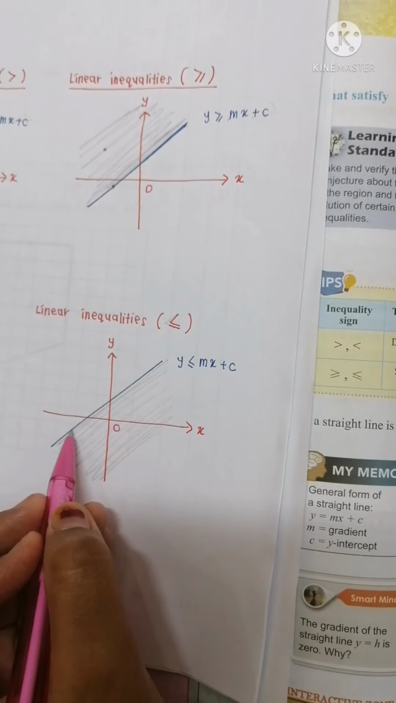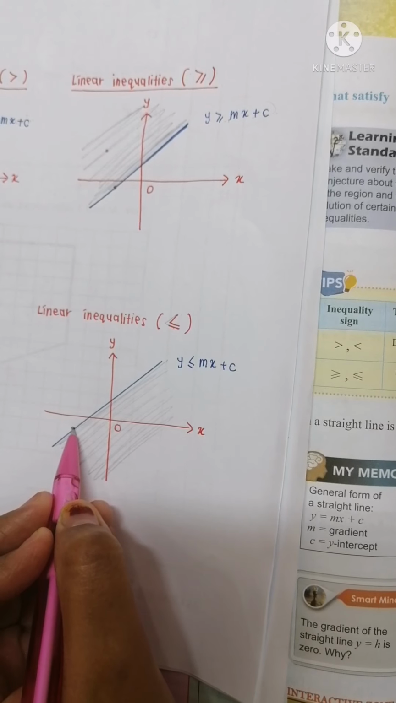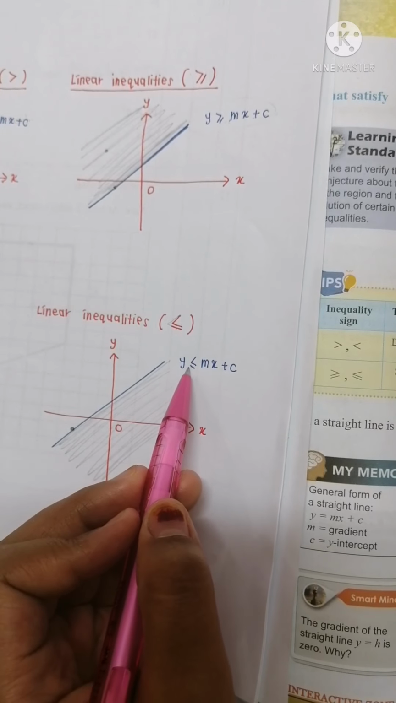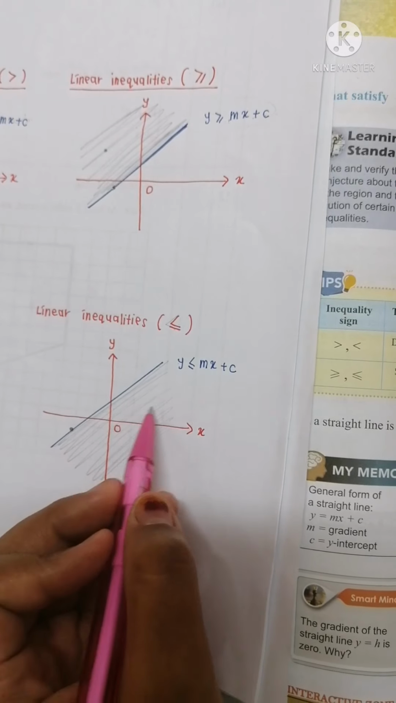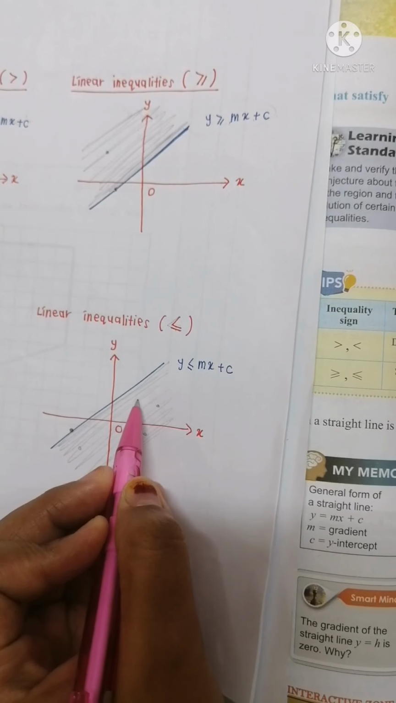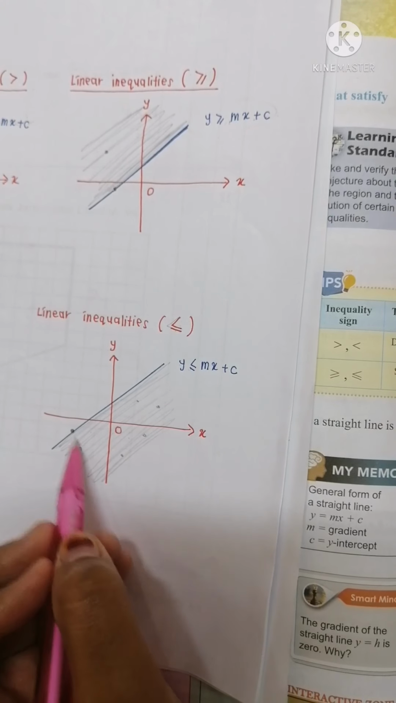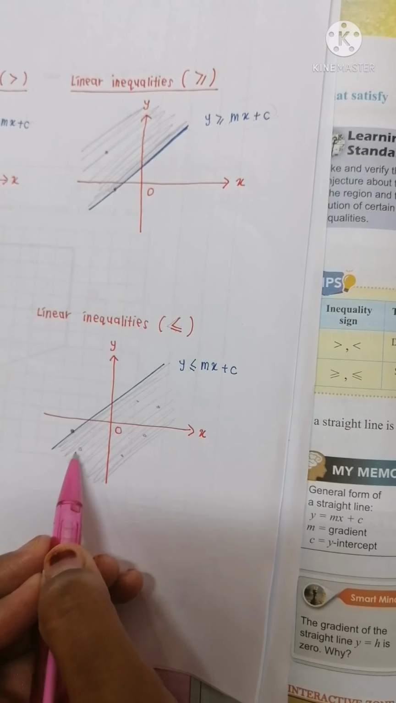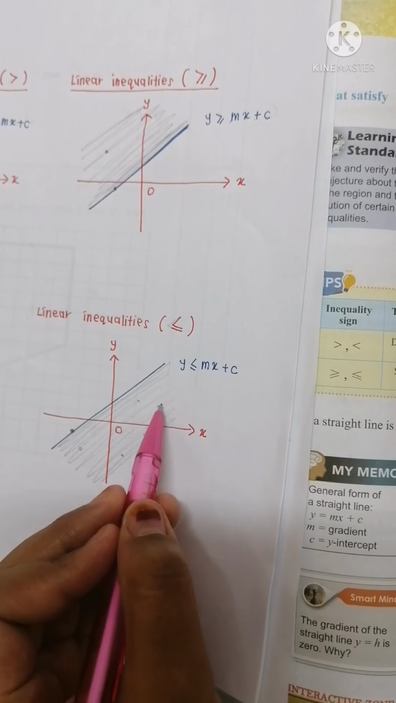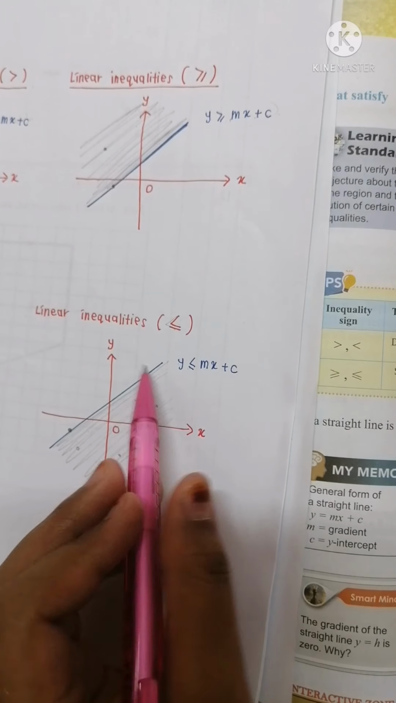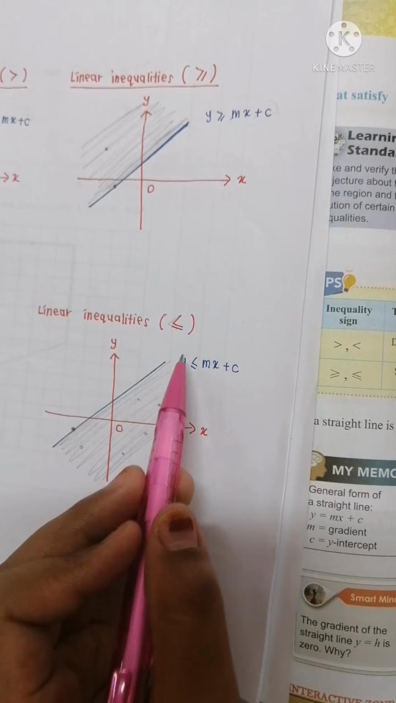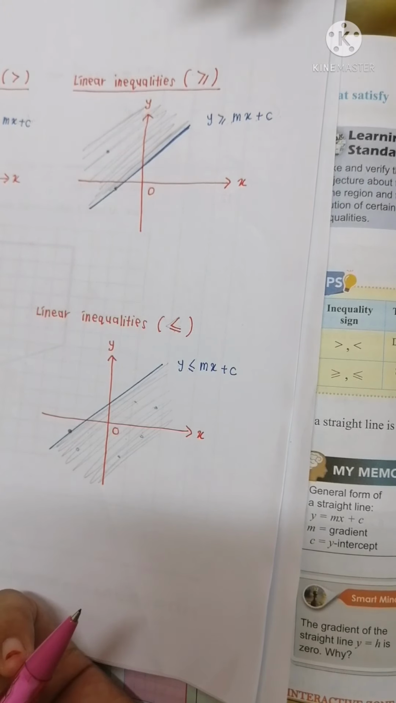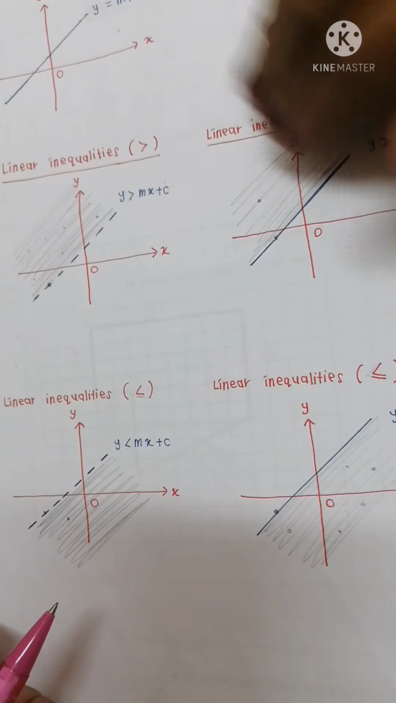So the point that lies on the straight line satisfies the linear inequality of y less than or equal to mx plus c, and also the points here and here, which lie below the straight line. So the points below the straight line satisfy the linear inequality of y less than or equal to mx plus c. I hope you can differentiate the four differences between these.